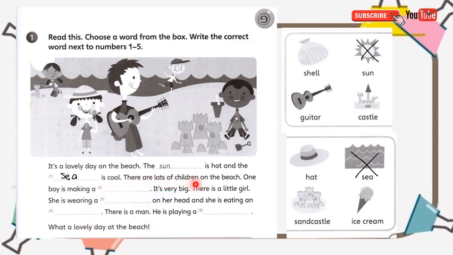There are lots of children on the beach. Ramai kanak-kanak di pantai. One boy is making a sandcastle. This is boy making, membuat, sandcastle. So the answer is sandcastle. You can write sandcastle here. Then cross the answer. It's very big. Besar.